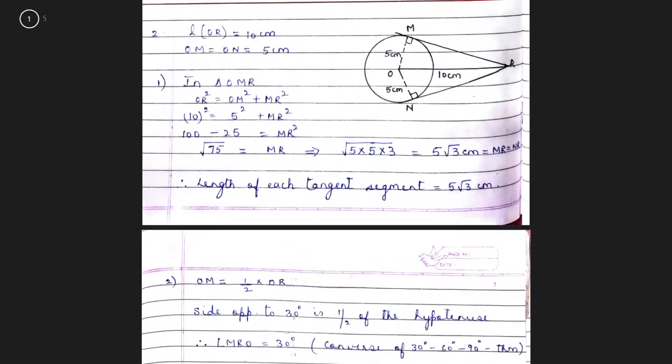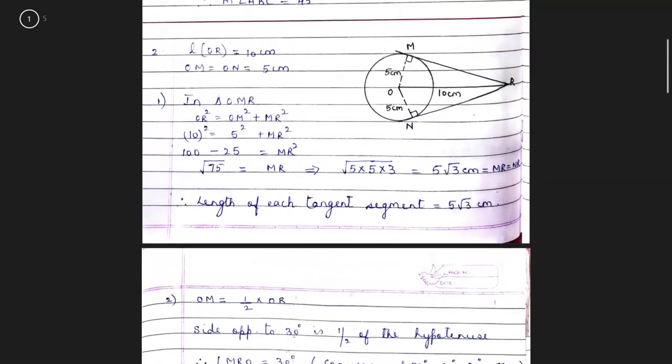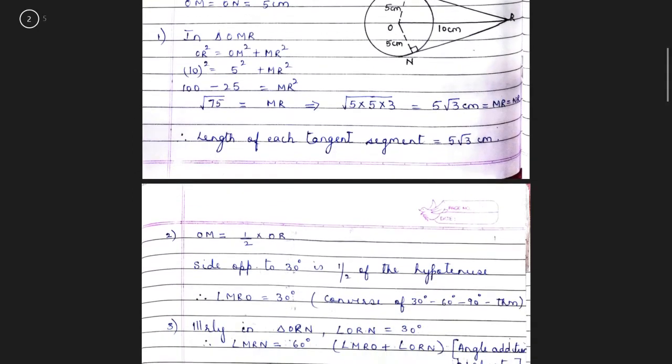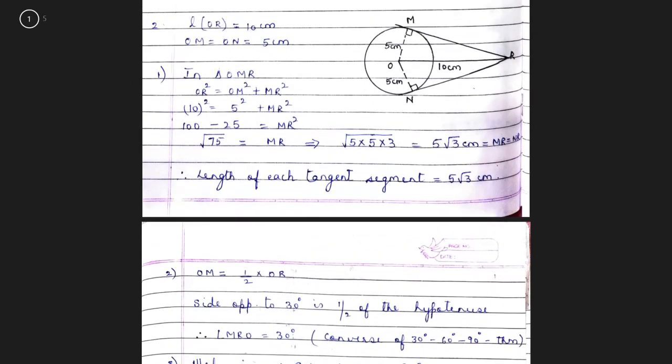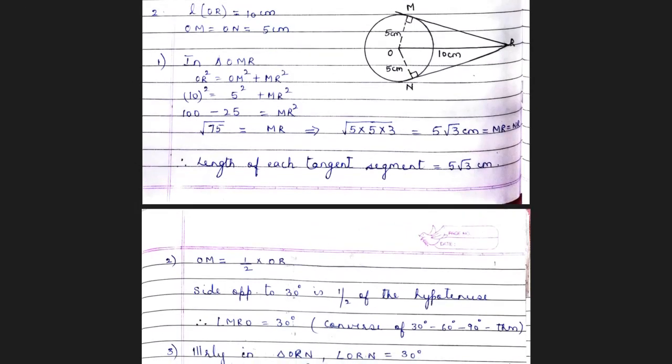The second question is to find out the measure of angle MRO. If you look at the figure, you find OM is equal to half of OR. That is, if angle MRO were 30 degrees, the side opposite to 30 is half of the hypotenuse. Therefore, angle MRO will be 30 degrees by converse of 30, 60, 90 degree triangle theorem. Okay, so we get angle MRO is 30 degrees. In the same method, you will find angle ORN.